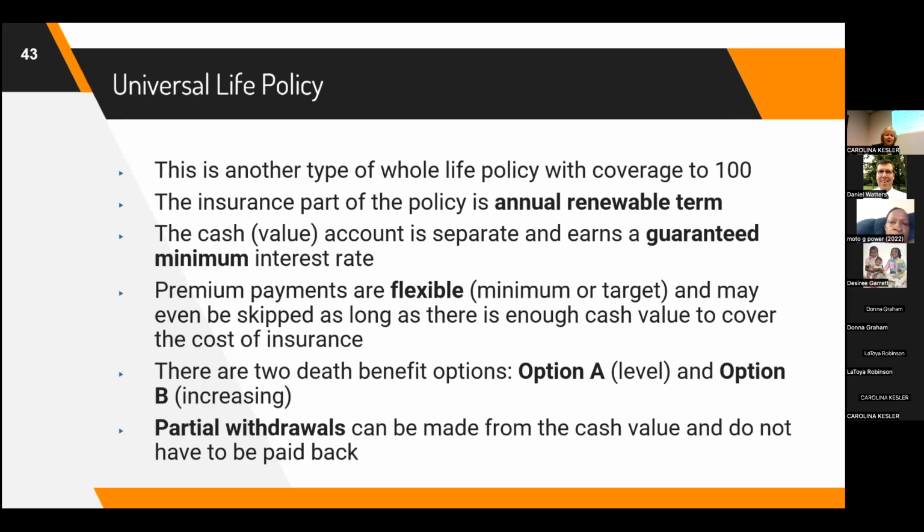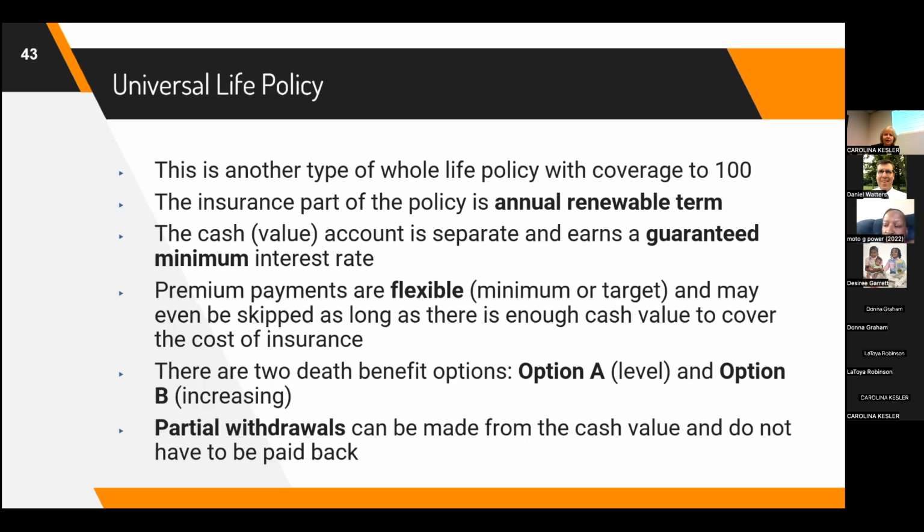So premium payments are flexible, minimum or target. Minimum means it's going to cover the cost of insurance only. Target means it's going to cover the cost of insurance plus their savings. So they want to encourage people to pay the target amount, but how many people are going to stay with their target amount if they have a rough month, right? So that can be really hard for people. But premium payments are flexible and may even be skipped, but as long as there's enough cash value to cover the cost of insurance. So they're going to take a loan out of their savings automatically.